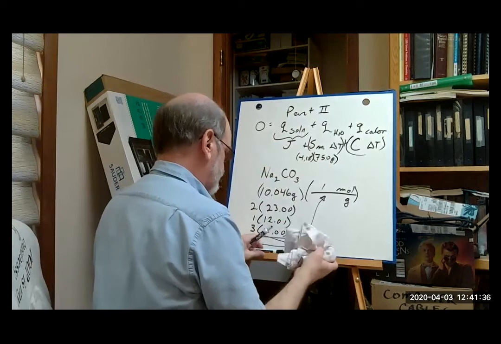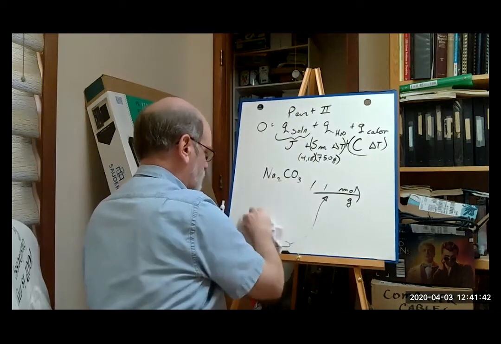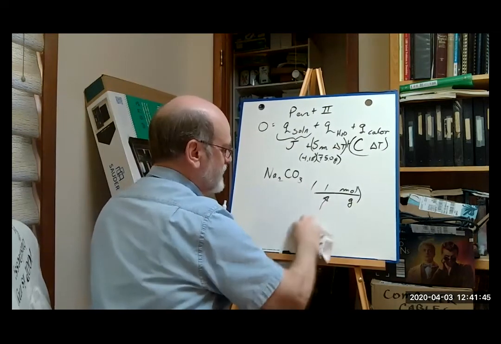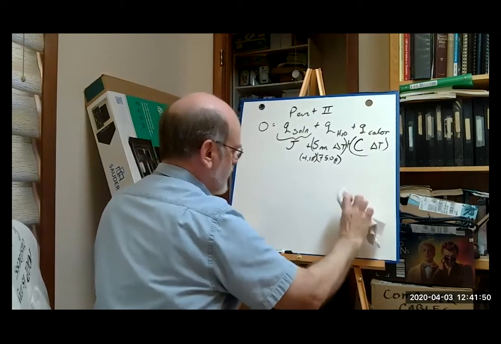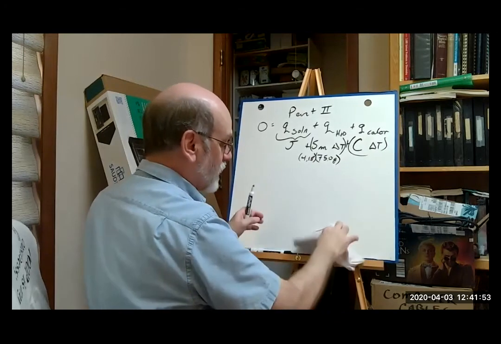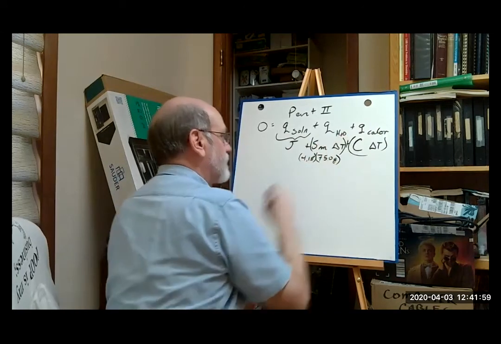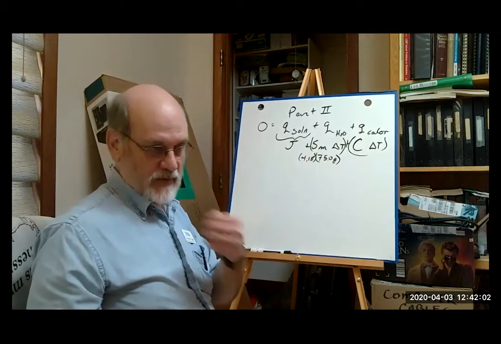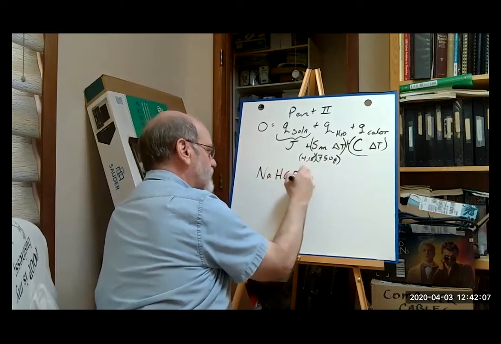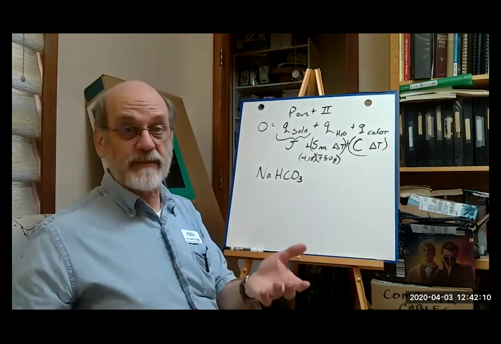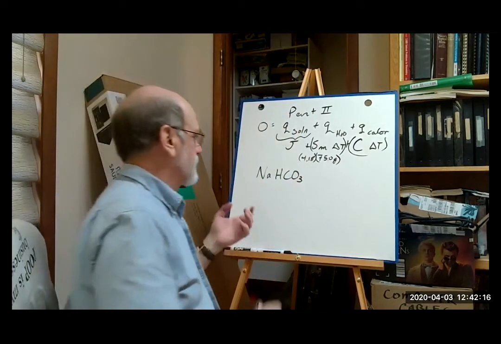Now part 3 is similar to this one, so I don't have to erase everything. All right. We're going to use the same amount of water. We've got the same calorimeter. We're going to have different changes in temperature because we're dissolving a different compound. The compound in this case is sodium bicarbonate, or sodium hydrogen carbonate is the accepted name these days. Sodium bicarbonate is baking soda.